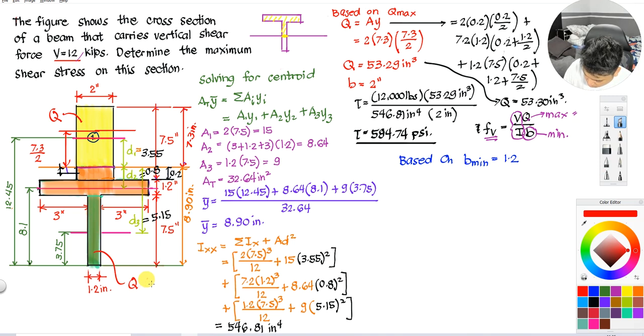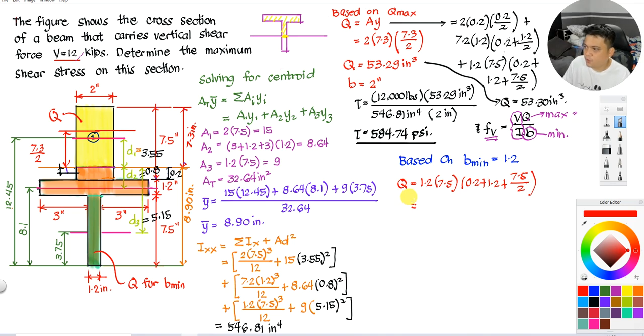Q for Bmin. Okay? So, check natin. Again, the Q. So, 1.2 area by 7.5. Ano nga yung moment arm niya mula dito mula sa centroid? 0.2 plus 1.2 plus 7.5 all over 2. So, you have now here the Q. And then the Q is equals to 46.35 inches cube. And then, pwede na ako ngayon kumuha ng FV.